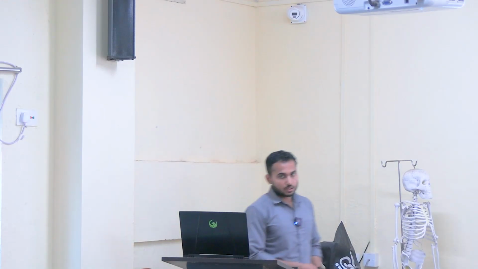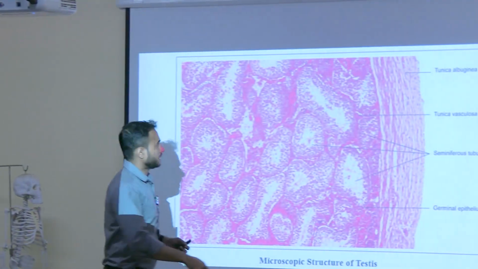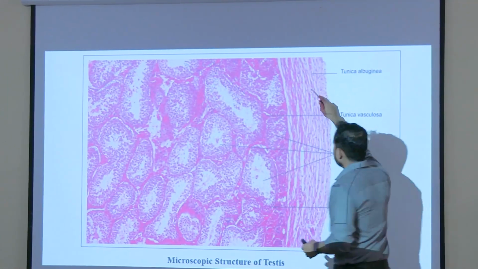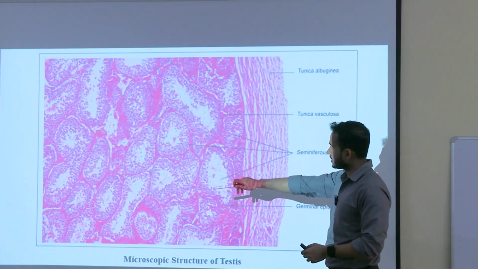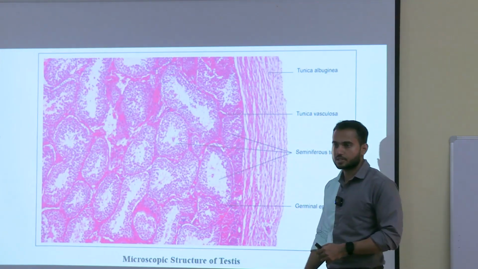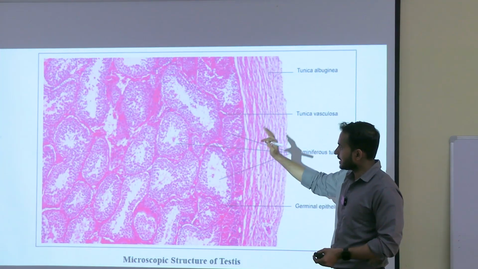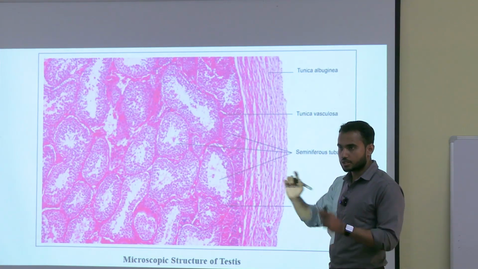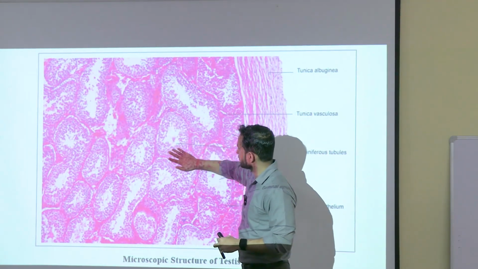So here in the microscopic structure, first of all you can see this tunica albuginea, this particular layer. Beyond that, what you can see? So what are these? These are the cut sections of seminiferous tubules. Now inside the seminiferous tubule, focus on one seminiferous tubule. Suppose you have taken one particular seminiferous tubule.